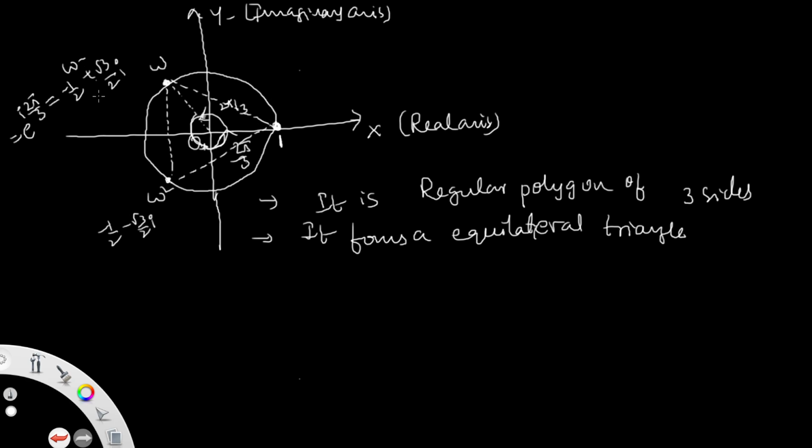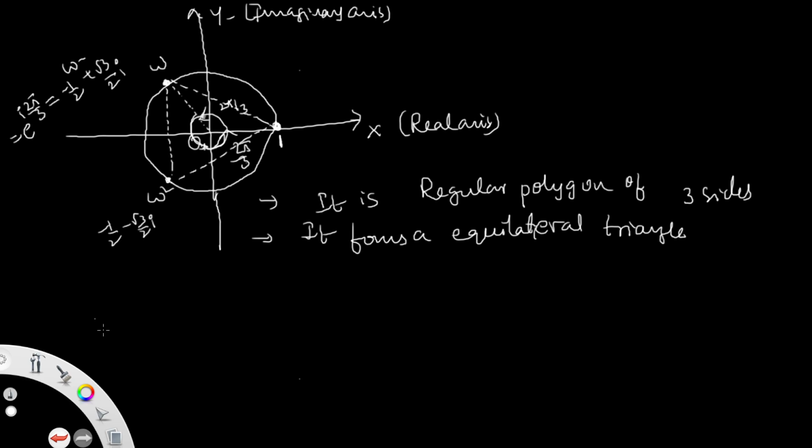Therefore, using 1, omega and omega square, this circle forms an equilateral triangle. All the sides are equal, so it is a regular polygon of 3 sides, and it forms an equilateral triangle. So that is the relation for x equal to 1 to the power of 1 by 3.